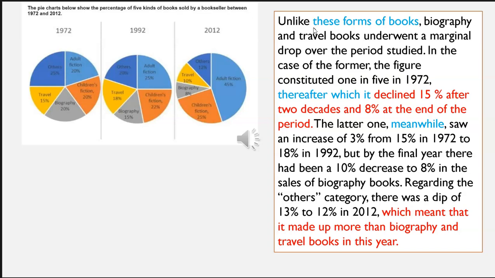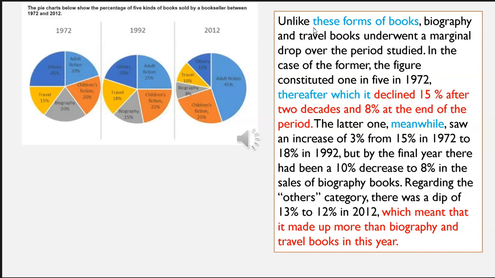Thereafter, which it declined 15% after 2 decades and 8% at the end of the period. What? Alright, I have to really look at this now. The former, which is what? Biography. Okay, so biography went from 20 to 15 to 8. Oh, okay. So it declined to 15%. It didn't decline 15%. It declined 5%, or, well, in this case, actually, it declined 25% from 20 to 15. And 8% at the end of the period.